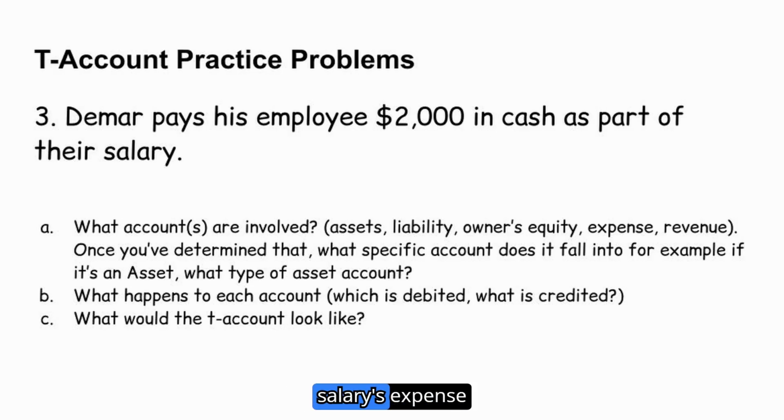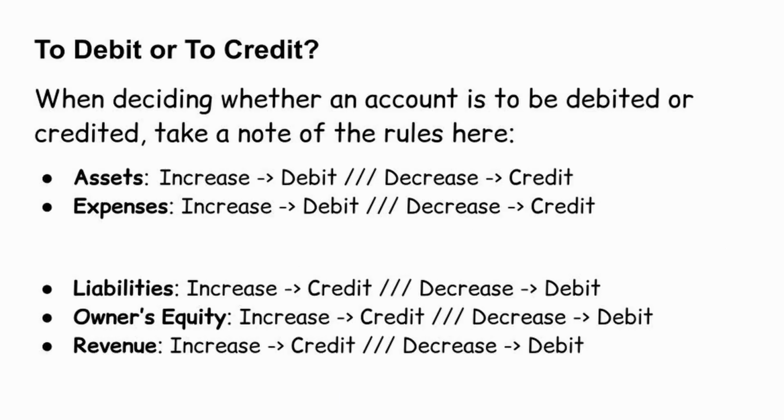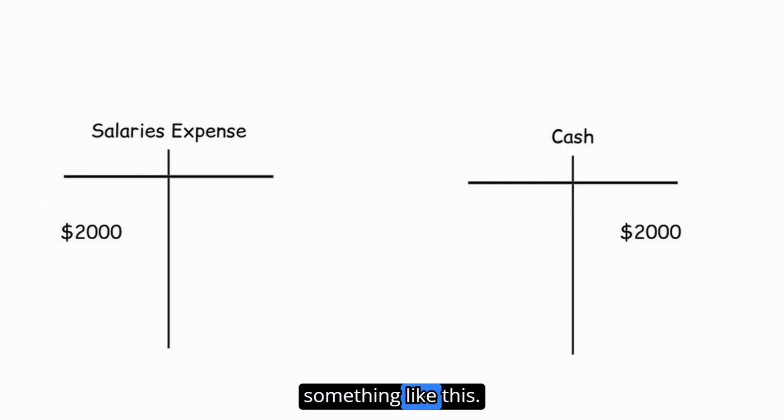More specifically, a salaries expense is involved here. So cash is going down, which is an asset going down, meaning it's credited, and an expense is going up, so that means it's debited. And the T account should look something like this.